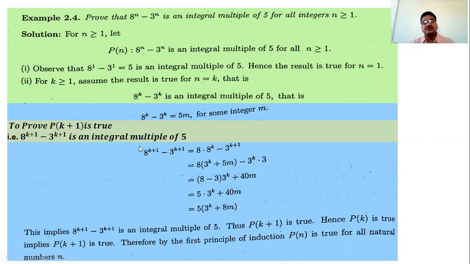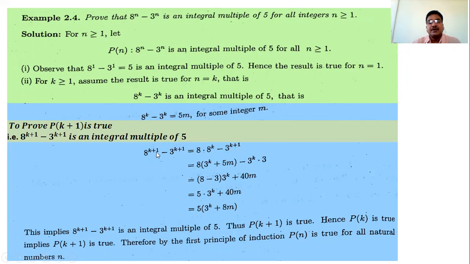So try to consider this: 8 raised to k plus 1 minus 3 raised to k plus 1, and try to express this in the form of 5 into some integer. So the next procedure is what? Consider 8 raised to k plus 1 minus 3 raised to k plus 1 and try to express it in the form 5 into some integer. Then it becomes an integral multiple of 5. So this is the calculation.